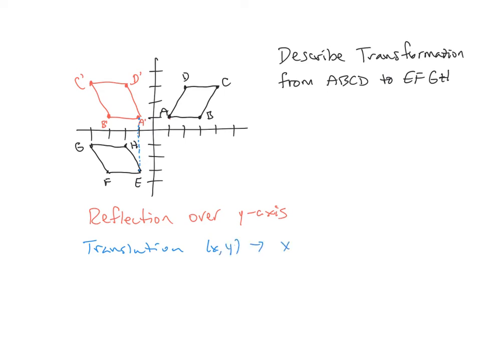here's kind of a weird one. I'm not moving it left or right, so it's just X. And then I went down 4 in the Y direction. And you could count 4 from each of those different points.